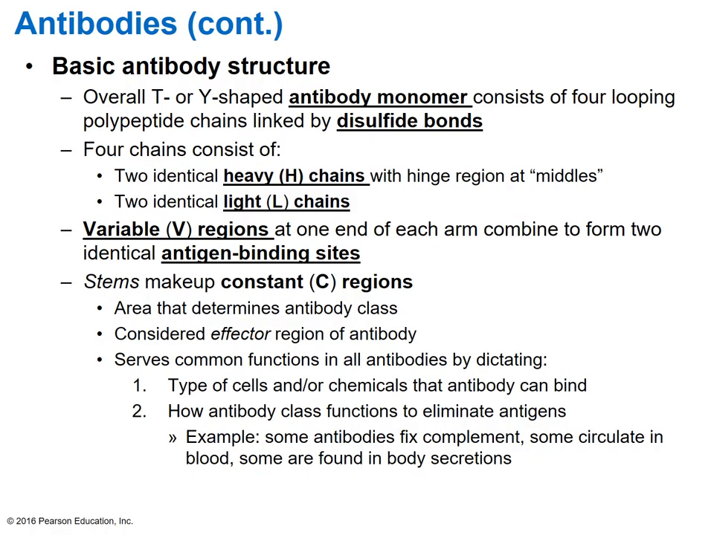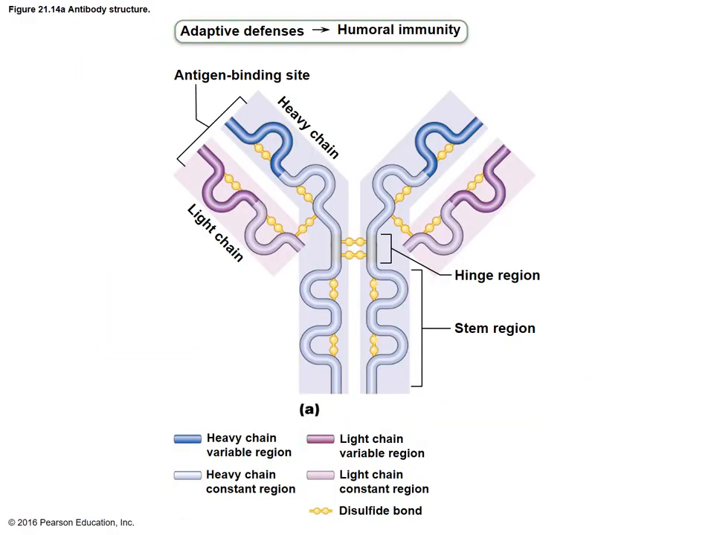There is a constant region, and there's also a variable region. That variable region is what becomes specific, and at the very end it has an area called the antigen binding site. So that's where the specificity is. This is a general drawing of an antibody. Some people describe it as a T. I tend to describe it as looking like a Y.